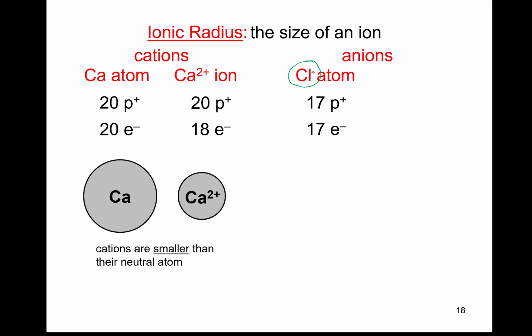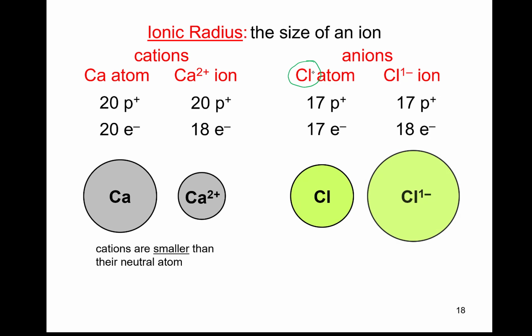It wants to have the same electron configuration as a noble gas, and the one after it is argon, so it really wants to gain just one more electron. So it will gain an electron and have 18, and because it just got another electron, it's going to be bigger than its neutral atom. So we can make the general statement that anions are going to be larger than their neutral atom.